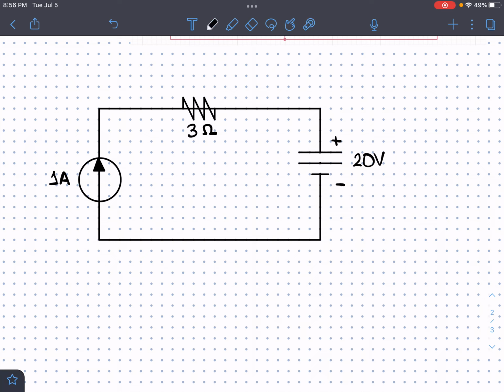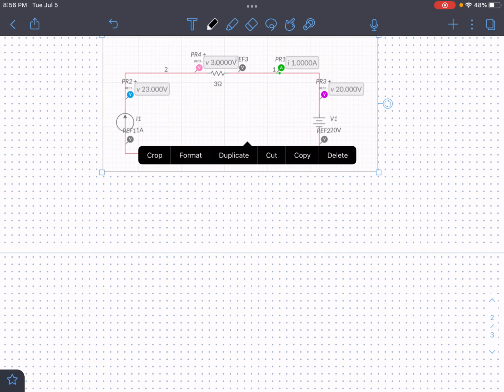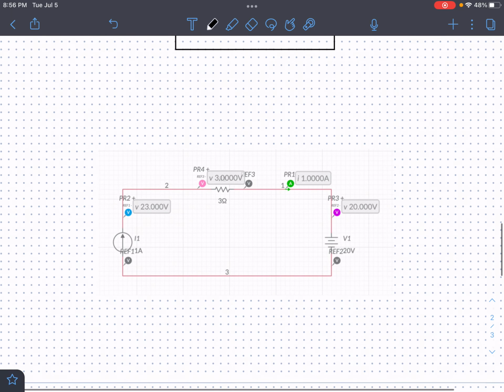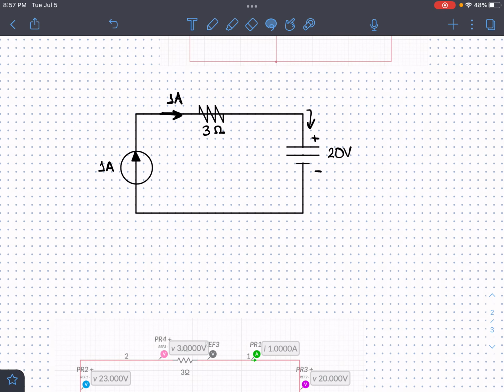So we know for a fact that the current in this circuit, in this wire, is going to be equal to 1 amp. And I can prove that by showing you the simulation that was done by Multisim. As you can see here, the current going through the circuit equals 1 ampere. It doesn't matter that this is providing 20 volts. This current source is going to provide 1 ampere to the circuit, and this voltage source has no other option but to absorb it.